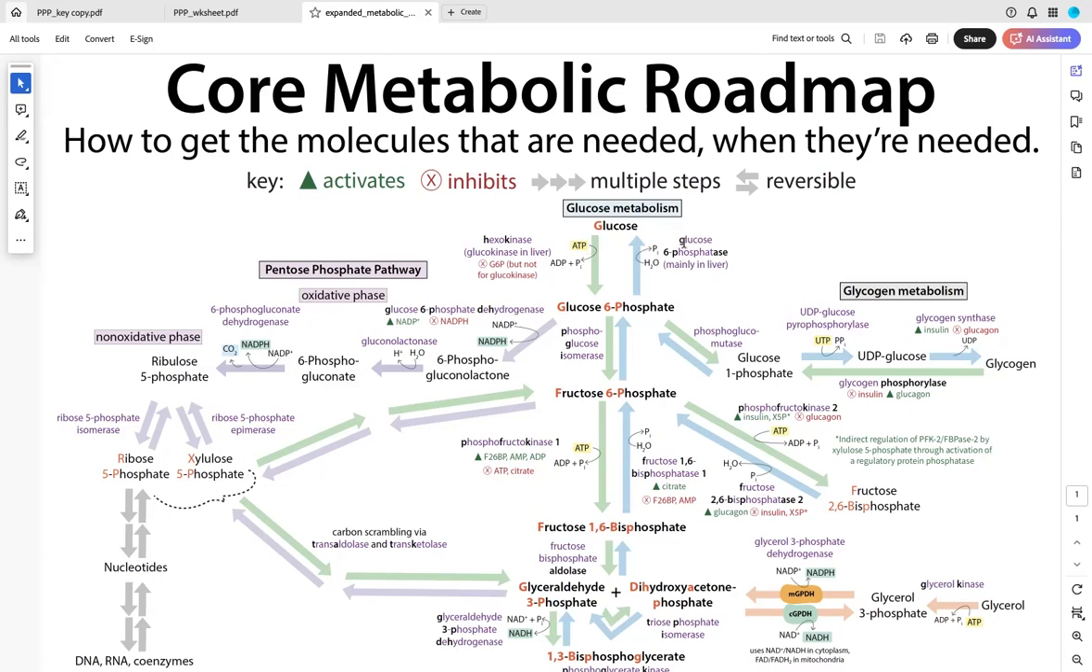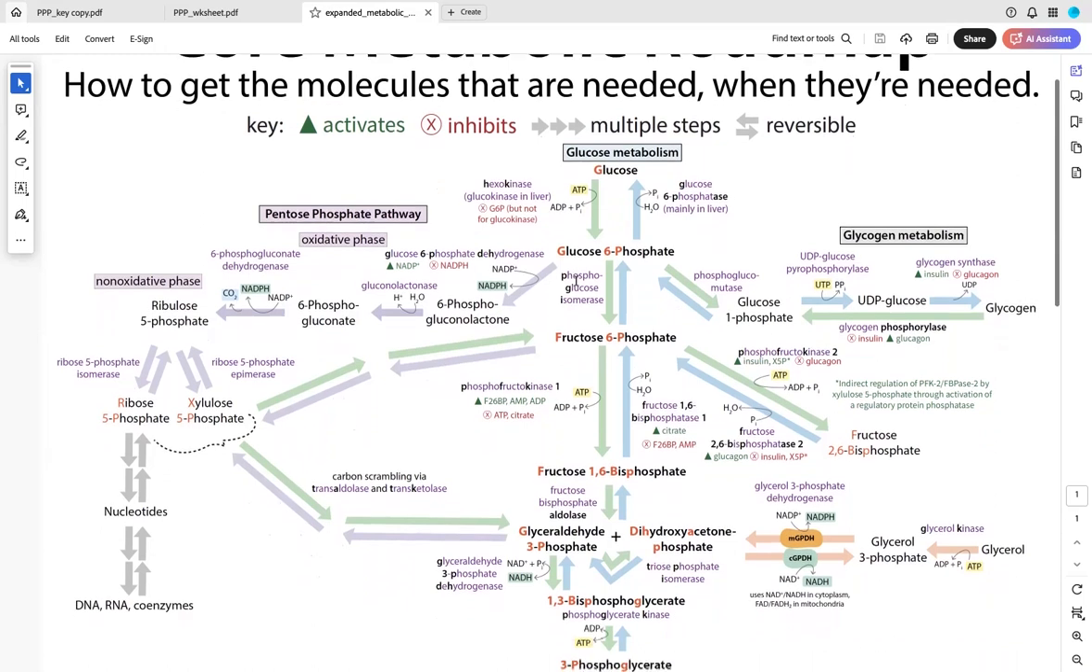This glucose 6 phosphate. We can see that this hexokinase is going to phosphorylate glucose to give us glucose 6 phosphate. Now if we look at the glucose 6 phosphate, we can see that it's going to go a variety of different ways. Some of these ways are going to be easily reversible, such as this phosphoglucose isomerase step and this phosphoglucomutase step.